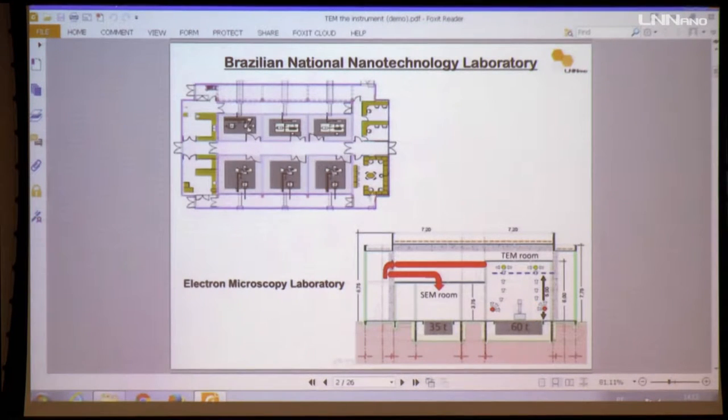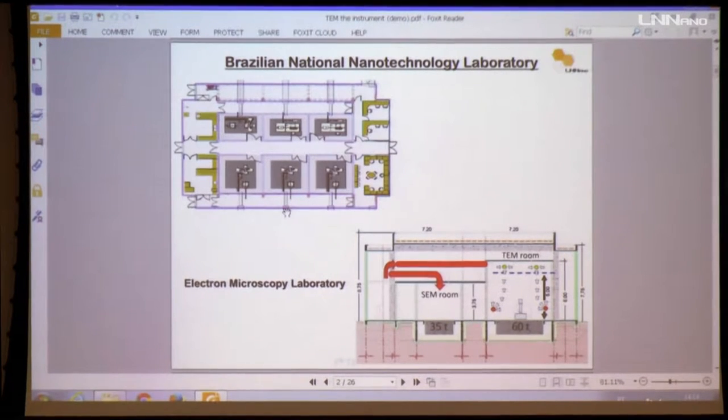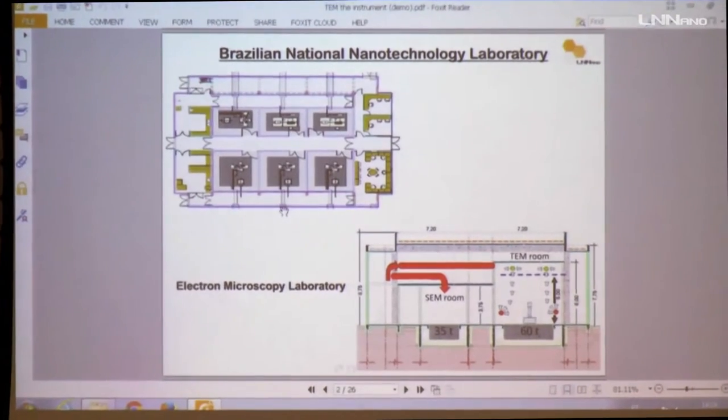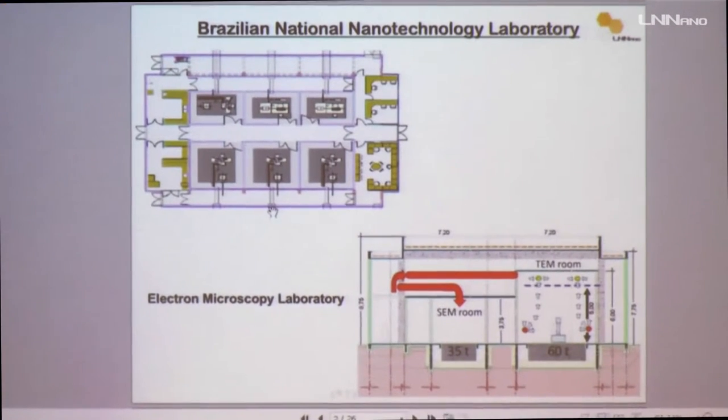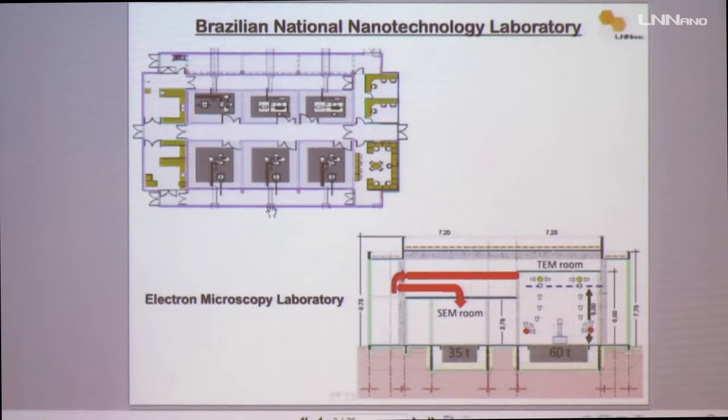So this is the building layout. This is the layout of this electron microscopy laboratory. As for avoiding the vibrations, this building was built using what technique? Building in building technique. So it's one building placed in another building. It's for reducing the vibrations, acoustic and mechanical vibrations, while constructing this building. They have used that technique.